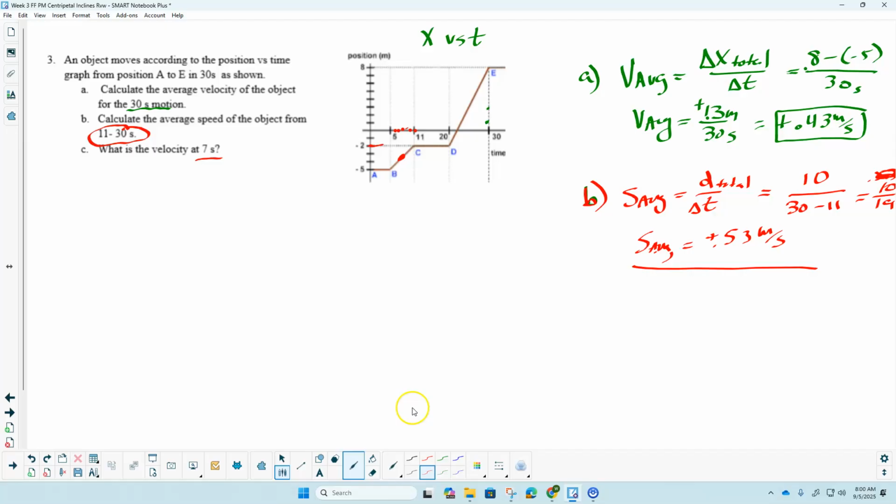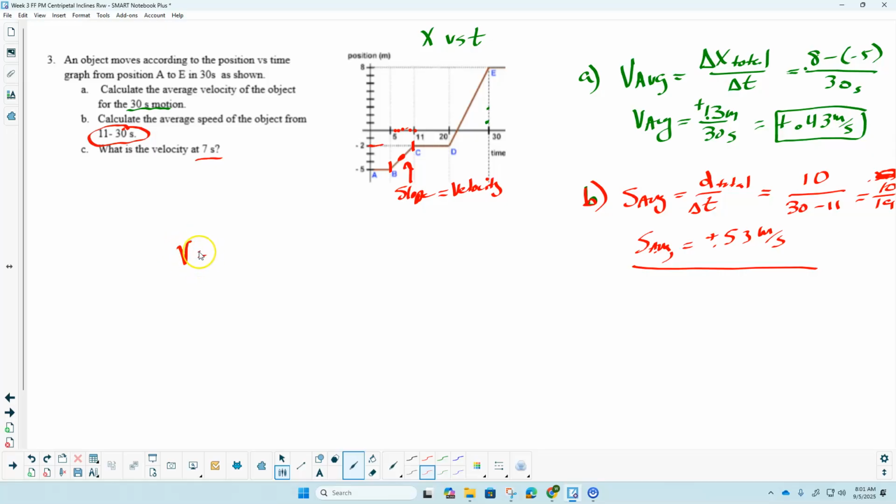So, and that would just tell you the position. The slope of the line tells you the velocity. So the slope is equal to the velocity. So you just need to find the slope between points B and C.